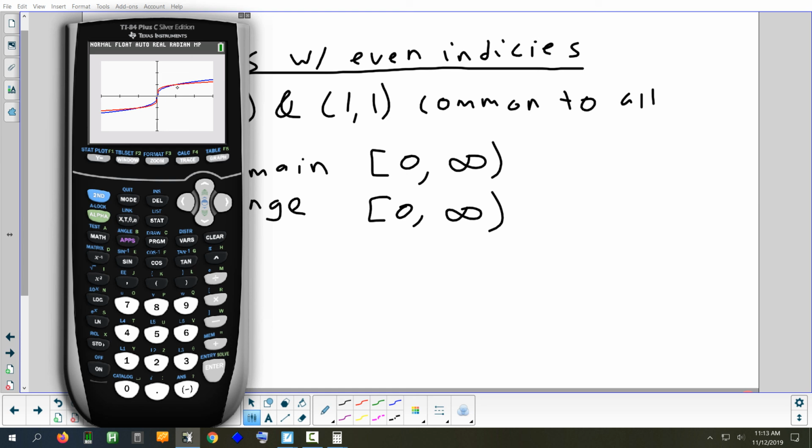What's the domain here? Left and right, how far does it go? Oh, Chris? Is it -infinity to 0? Not quite. -infinity to 0 would mean it stops at the y-axis.